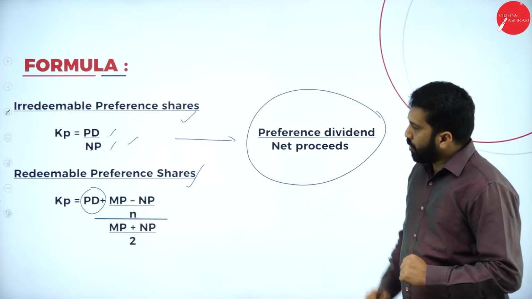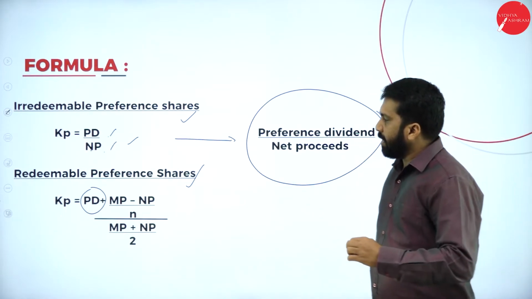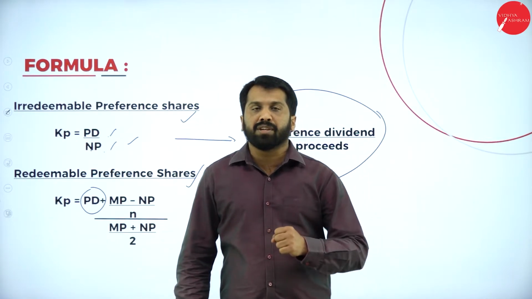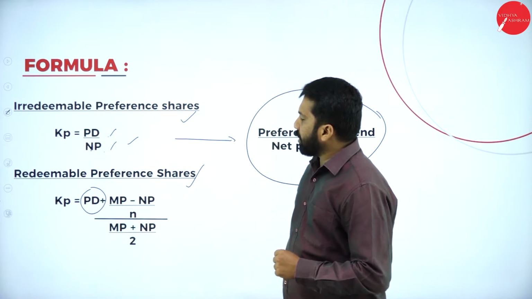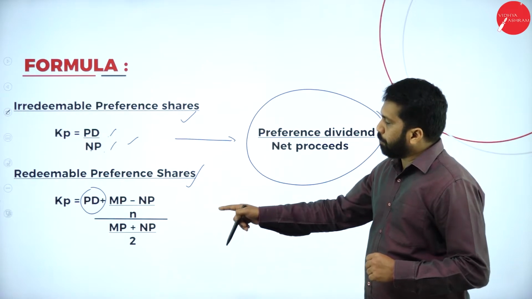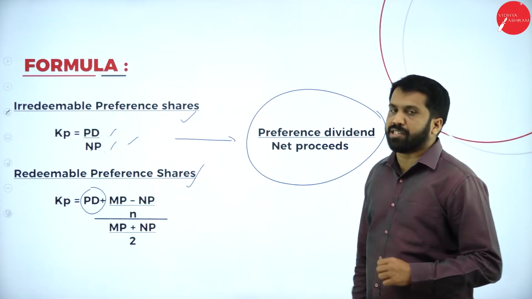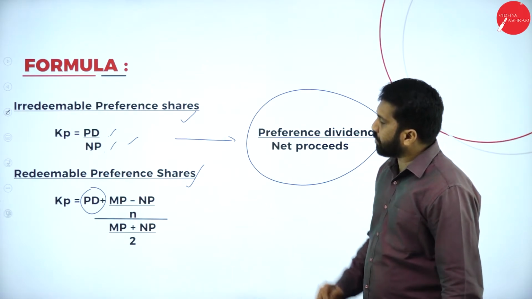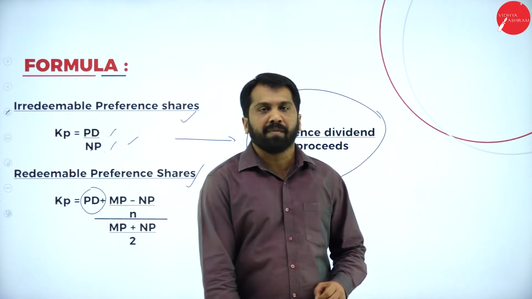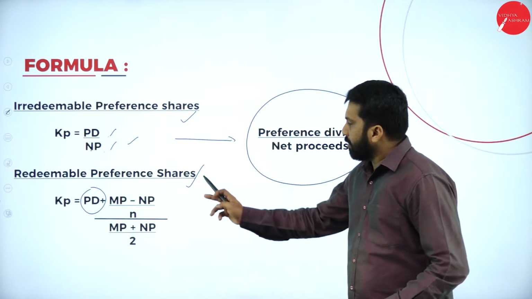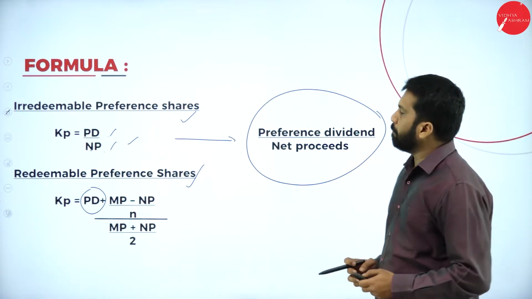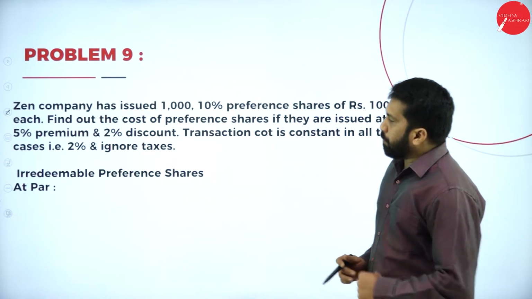Now, you know what MP is and what NP is. MP is the maturity price, or else we can also call it the redemption price. NP stands for net proceeds, N stands for number of years. Again, MP is maturity price, NP is net proceeds, and the last one, 2, will go for average price. Along with this, we have your PD. PD means preference dividend. Now, we'll go for problem number 1.